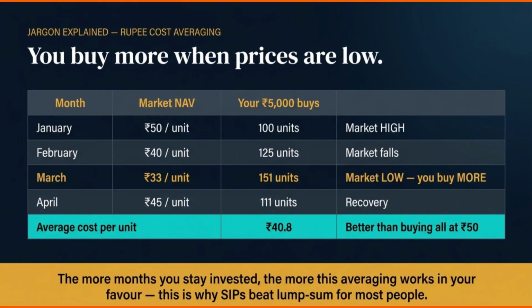Look at the table. In January, at 50 rupees a unit, you got 100 units. But look at March, the market crashed to 33 rupees. While others panicked, your same 5,000 rupees automatically bagged you 151 units.